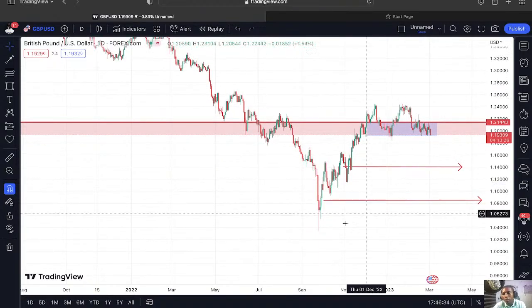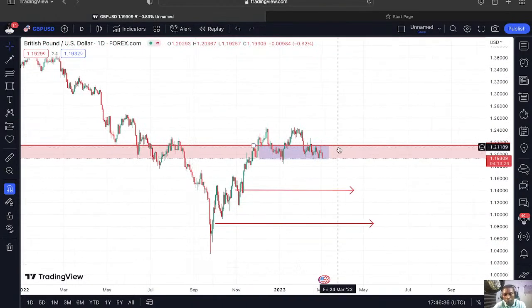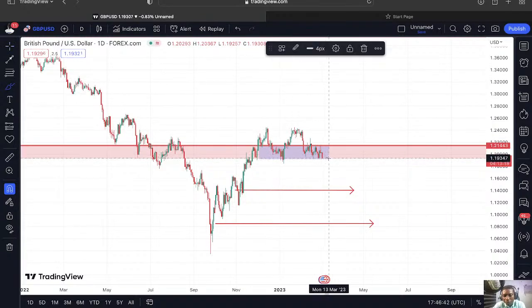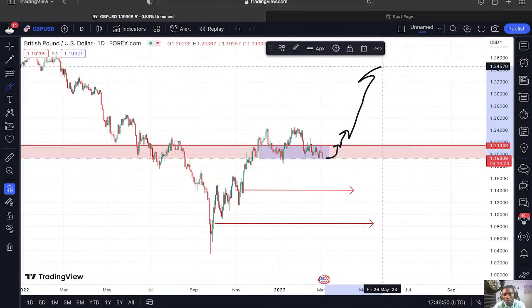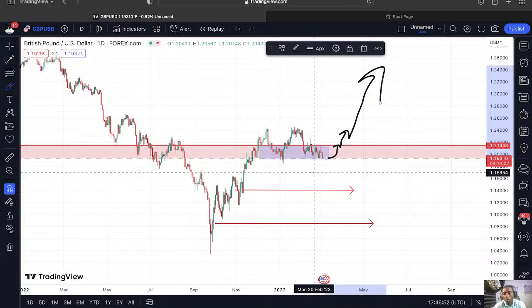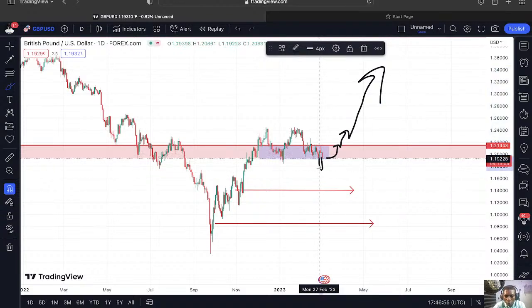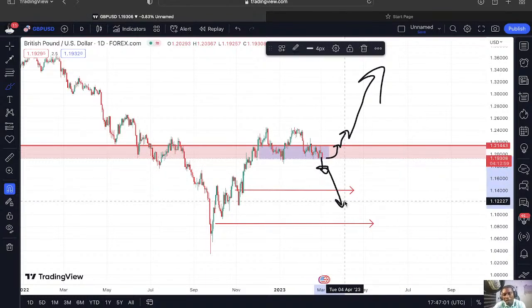Listen to me clearly: if price did not break out of this level, and comes up here and breaks out of this level, it is a buy. But if price breaks out of this level, it is a sell, at least either to this level or to this level.